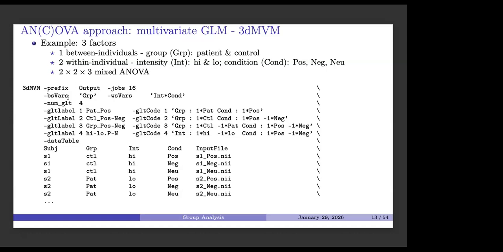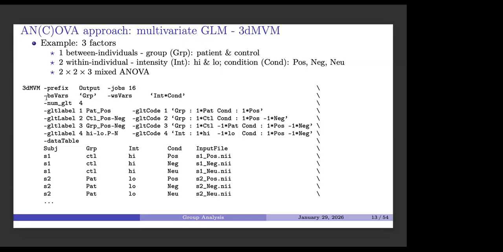Now let's look at the upper part of the script. In AFNI, we typically use a prefix to specify the output file name. It will attach the extension, in this case NIfTI, so the output file will be output.nii. If we use the AFNI format, it would be, for example, a +tlrc file. Then the next option, jobs. If you have multiple CPUs, in this case we can take advantage of 16 processors to speed things up with parallel computation.